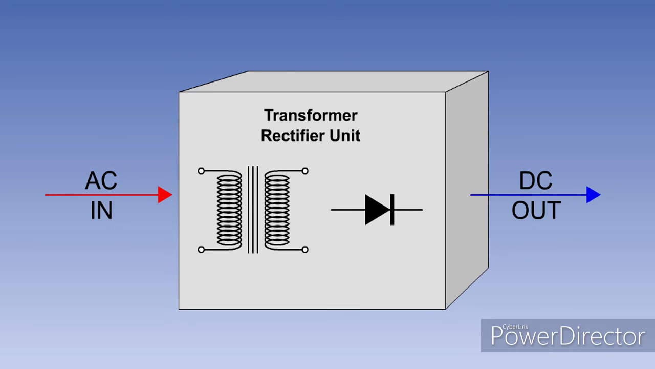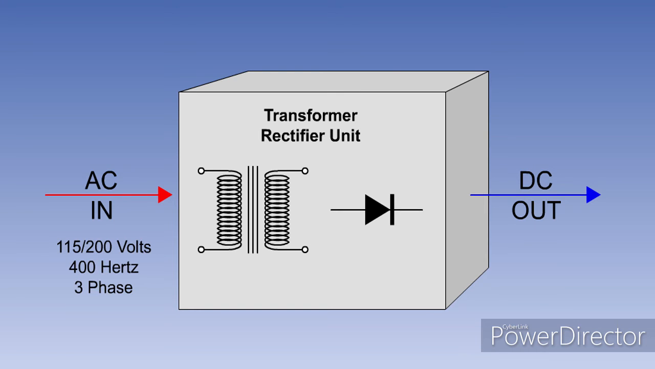Transformer rectifier units, or TRUs, convert AC at one voltage to DC at another voltage, in order to supply the DC needs of an aircraft with an AC distribution system. The TRU combines the transformer and rectifier in one unit.